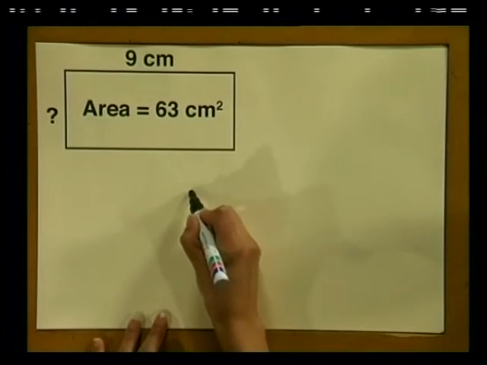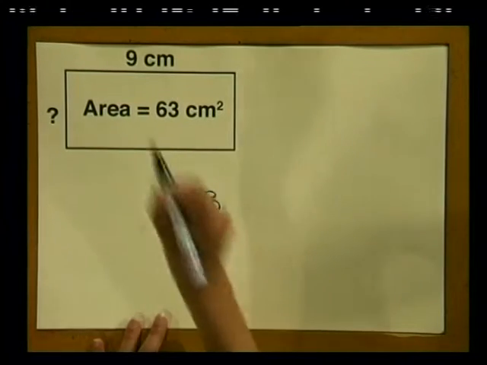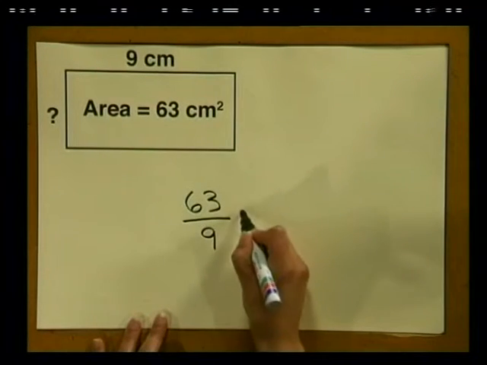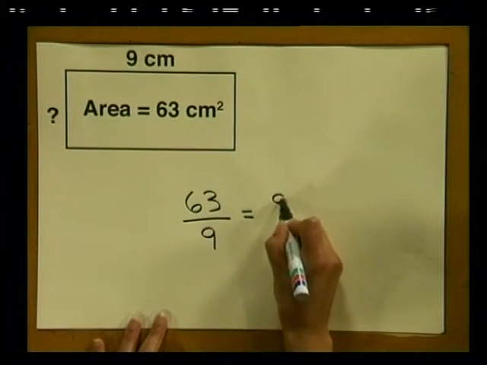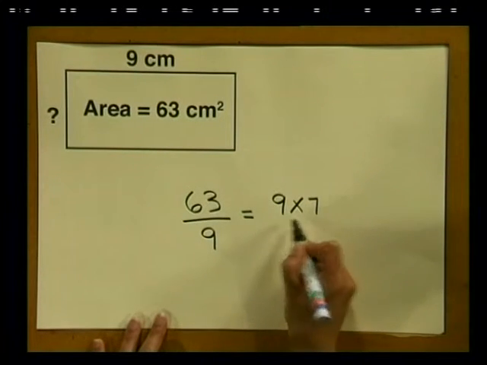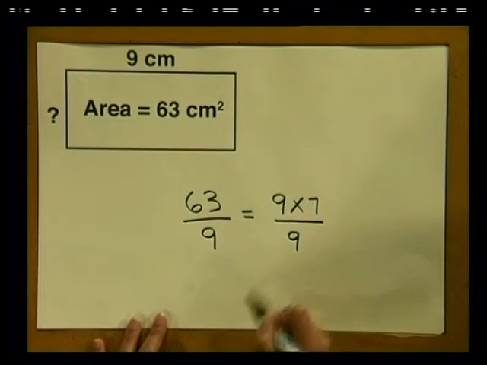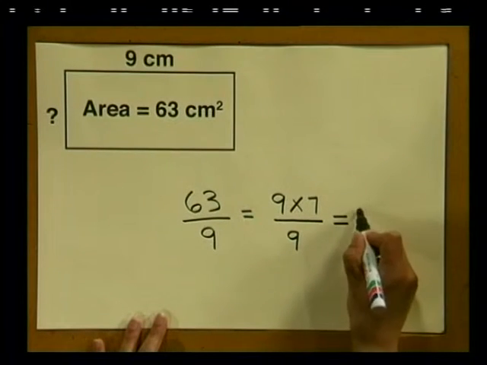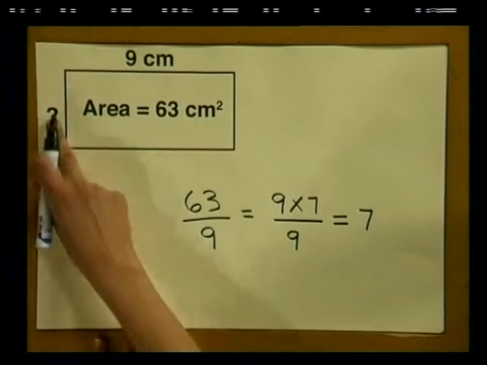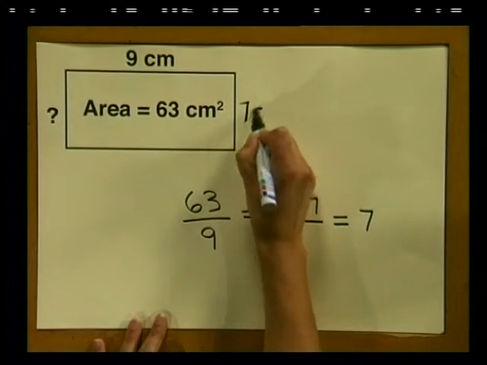Well, because we know that the area of a rectangle is the product of the two sides, if we do the opposite and divide the area by the known side, we will get the length of the unknown side. So let's divide our area, which is 63, by our side, which is 9. Now we all should know that 63 is 9 times 7, and all of this is divided by 9. And we should see that our answer is 7. So this means that our side is going to be 7 centimeters.